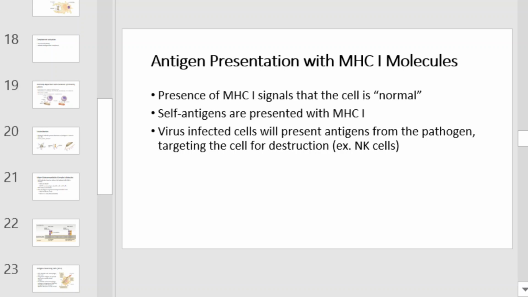Antigen presentation with MHC class I molecules. Presence of MHC I signals that the cell is normal. Self-antigens are presented with MHC I. Virus-infected cells will present antigens from the pathogen, targeting the cell for destruction by natural killer cells.